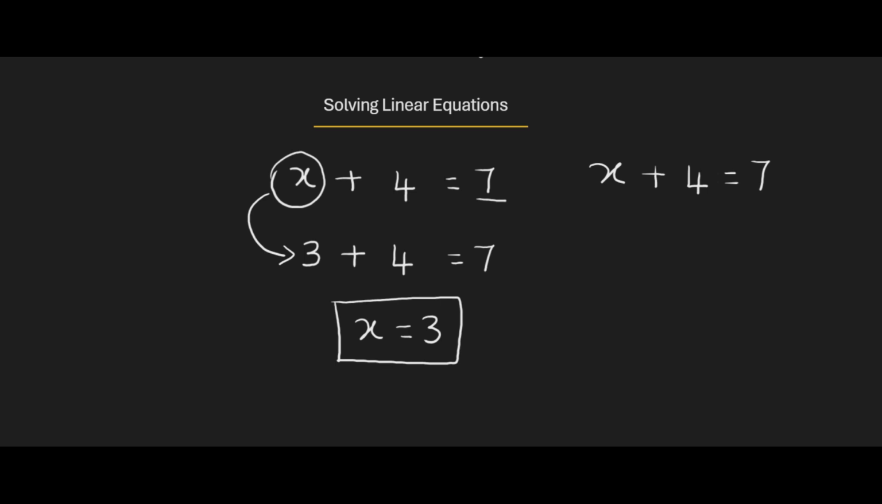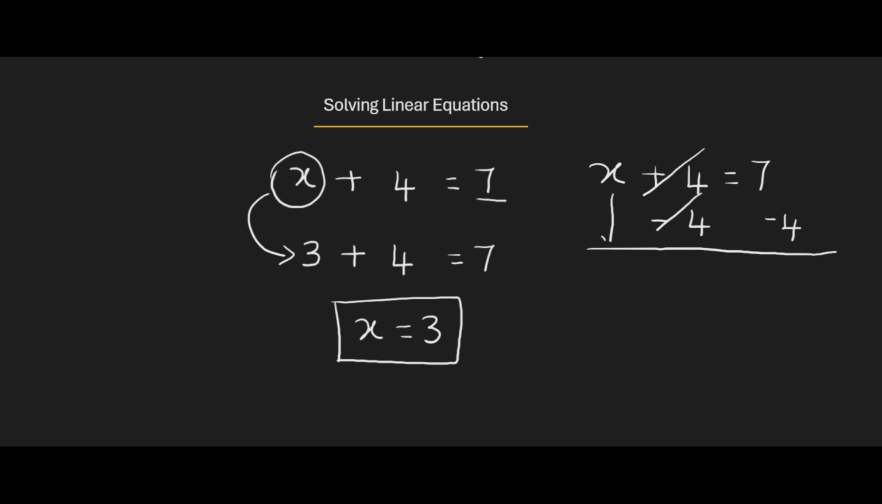The opposite of addition is subtraction. We need to subtract both sides by 4. Minus 4, minus 4. Whatever you do to the left side, you need to do to the right side as well. Plus 4 and minus 4 add up to 0, so they cancel.